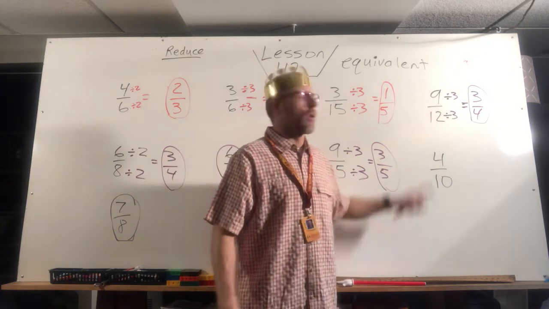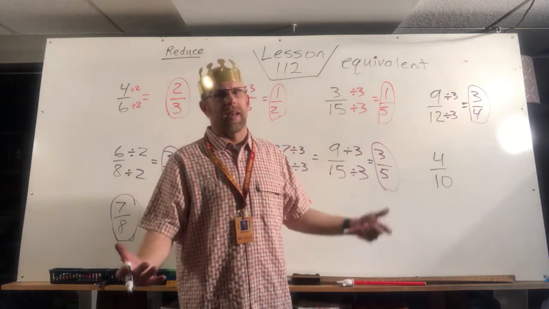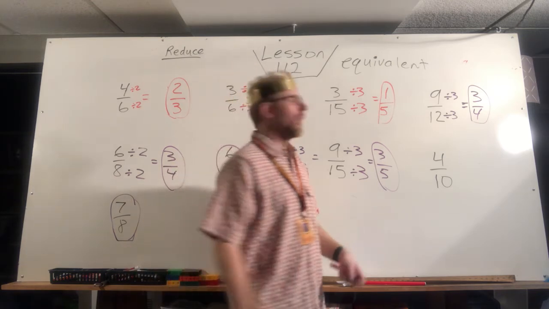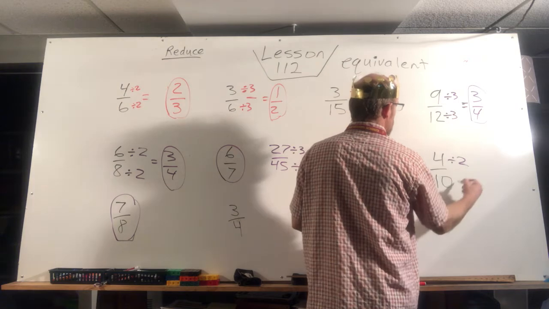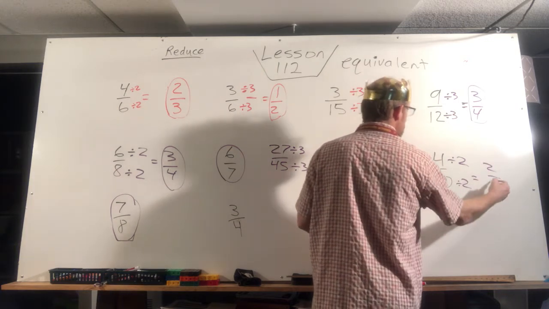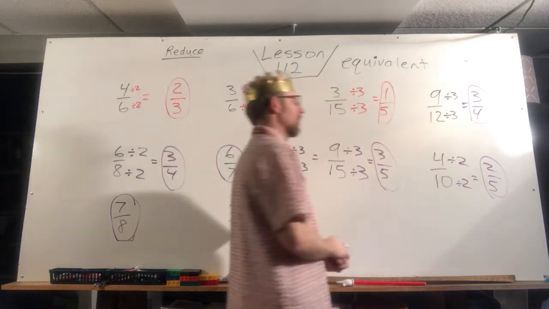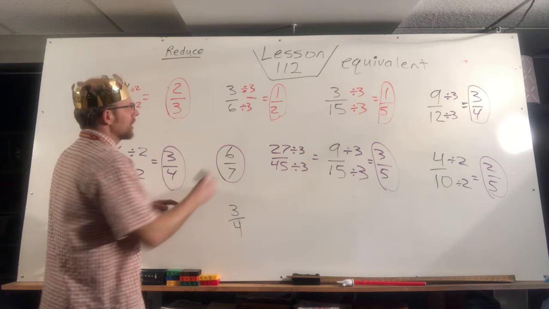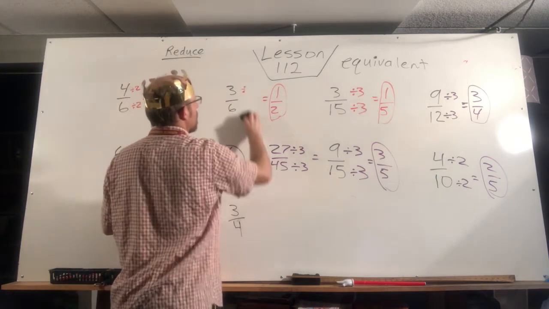4/10. Does 4 go into 10? Nope. Can't divide by 4. So I gotta find something else. They're both even. Divide by 2. 4 divided by 2 is 2. 10 divided by 2 is 5. Answer is 2/5. Okay, so now I'm going to bring this to something fun.